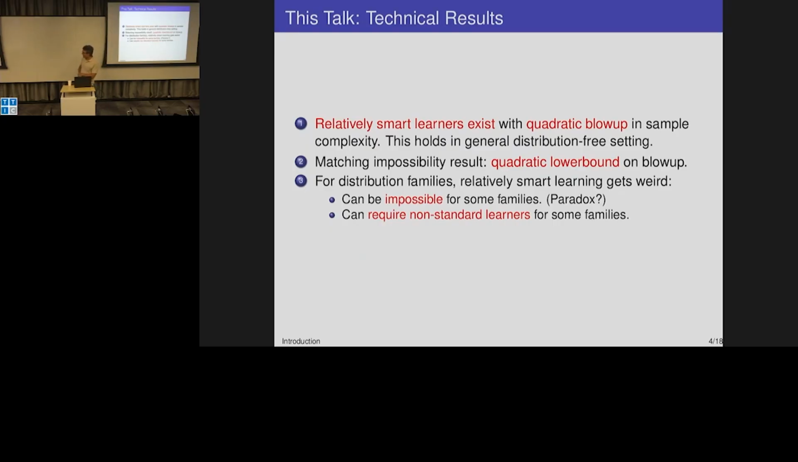We also look at distribution family settings a little bit. We show that the situation gets a little bit more complicated there, as things often do when you look at distribution families. We show that relatively smart learning can be impossible for some families, which sounds like a paradox because I showed you that it's possible in the distribution-free setting. So how is it that it's impossible when I restrict the family? I'm going to tell you why that makes sense later on. It sounds like a paradox, and I'm going to demystify it later. If you're confused, you should be. It will make sense later. Most of the talk I'm going to spend on other things, but I'm going to come back to this at the end. If it doesn't make sense at the time, I'll discuss it.